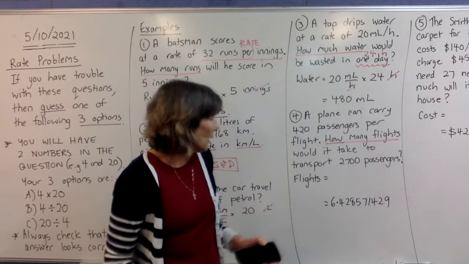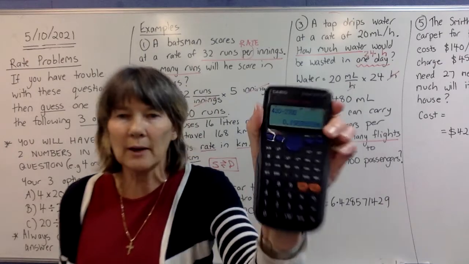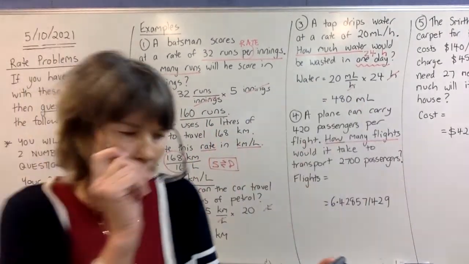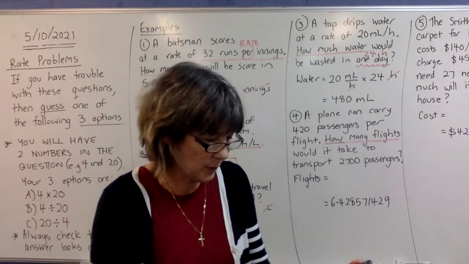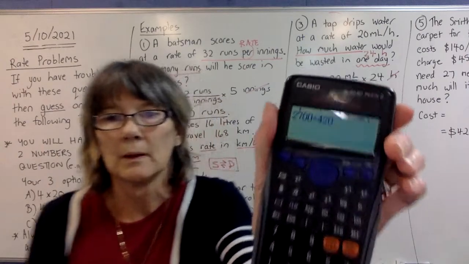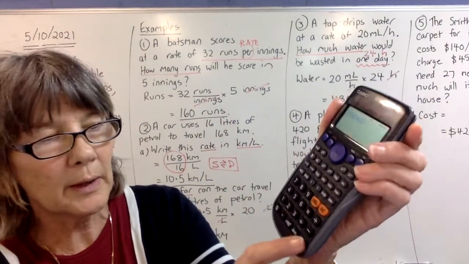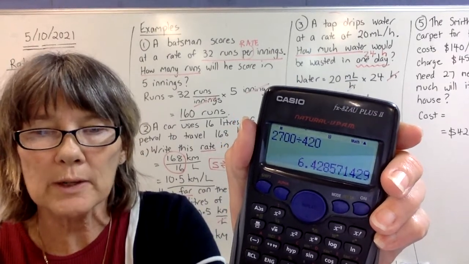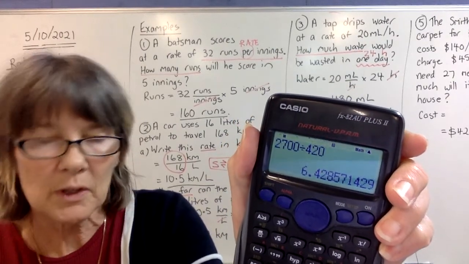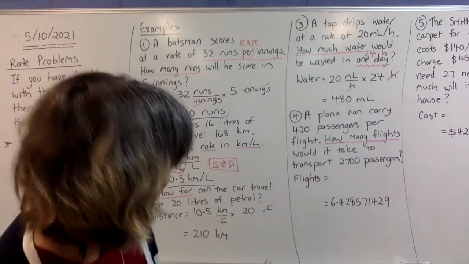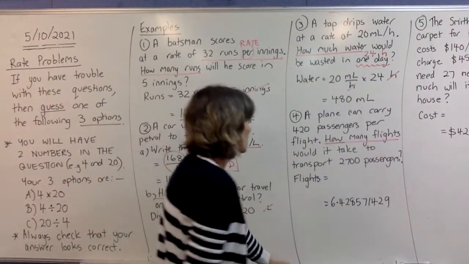So the only one that's going to make sense is, instead of doing the division that way, to do it the other way round. So if we do 2,700 divided by 420, do it that way round, and then press equals, that means we've got 6.4, etc. flights. So 6 and a bit flights. That makes more sense. Okay, so that's the way we're going to do this question.